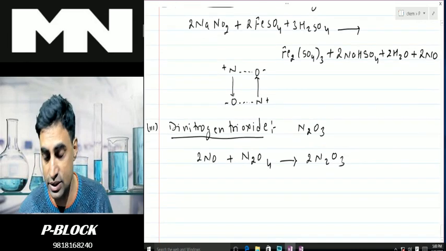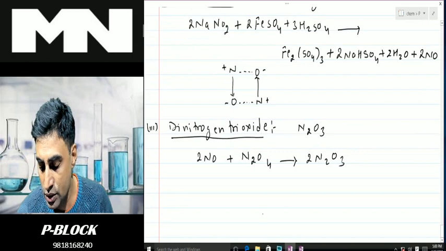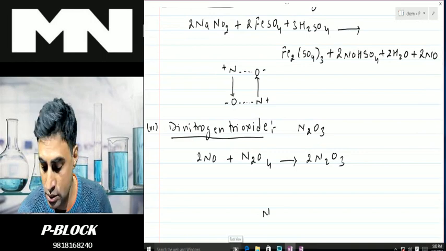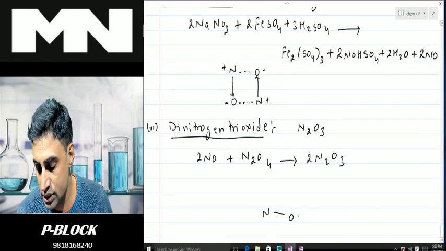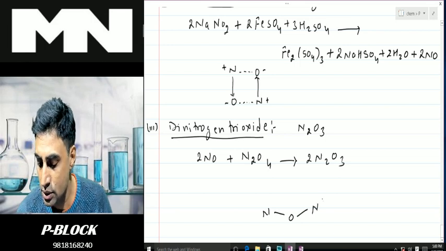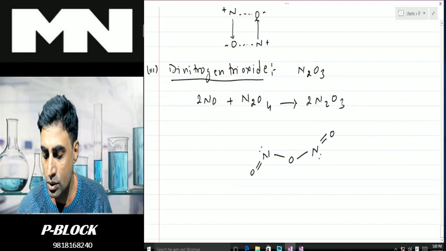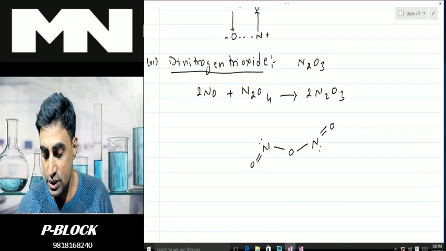Let us have a look at the structure of this compound. You have nitrogen, then single bond oxygen, then nitrogen. Then you have double bond oxygen along with lone pairs. So this is how this compound is.